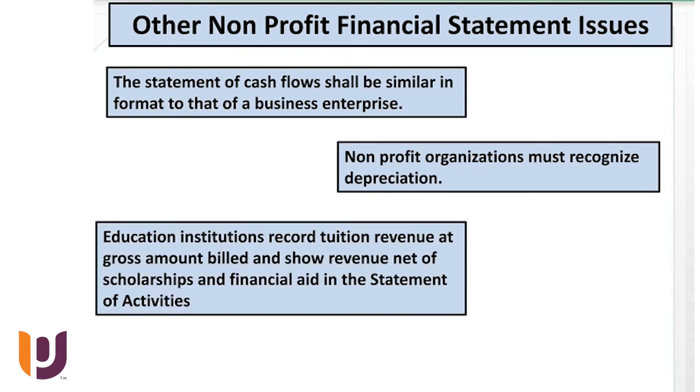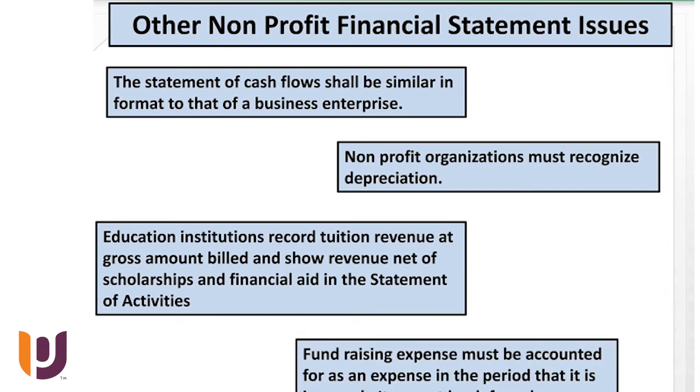Educational institutions record tuition revenue at the gross amount billed and show revenue net of scholarships and financial aid in the statement of activities. And fundraising expense must be accounted for as an expense in the period that it is incurred. It cannot be deferred.